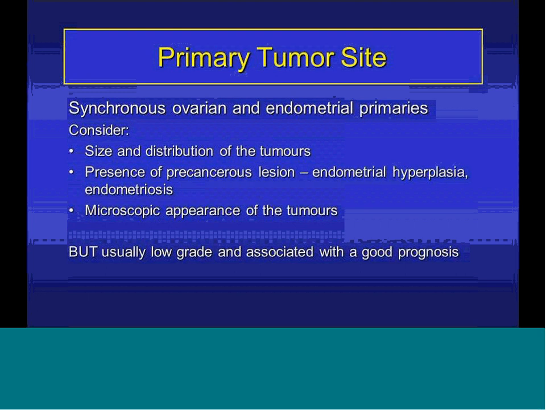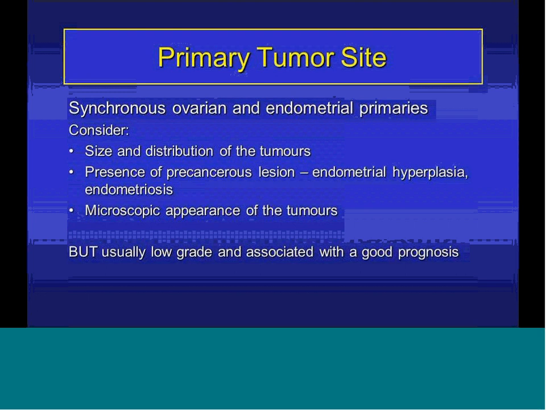In making that determination, again, it's the size and distribution of the tumor. If you have an endometrial carcinoma that is a high grade and is extensively invasive through the myometrium with multinodular invasion of the ovaries, it's very likely that those are metastatic from the endometrium. However, as I mentioned, if they're both low stage, it's much more likely they're synchronous primaries. Very helpful to look for the presence of precancerous lesions, either endometrial hyperplasia in the endometrium or endometriosis within the ovary, can point to a primary site.